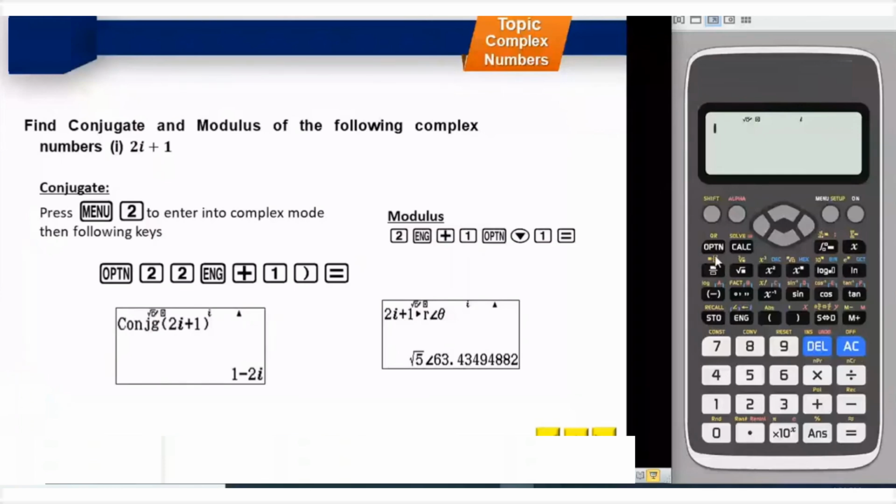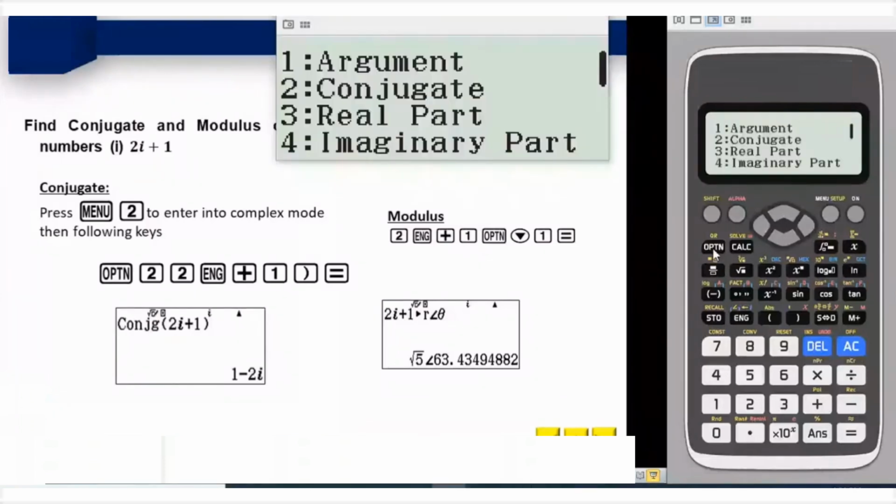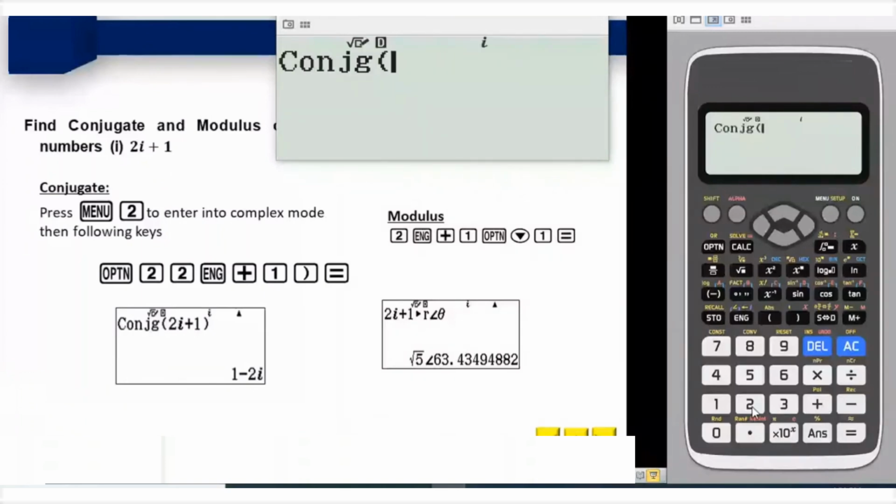What you need to do is press OPTN, which means option. What do we need to do? We need to find the conjugate, so I will press 2. The calculator is asking me, conjugate of what? I will write this particular function, that is 2 iota plus 1, and close the bracket. Now when I press equals, the calculator gives me the conjugate: the real part, then the changed sign of the imaginary part, and then the imaginary part.